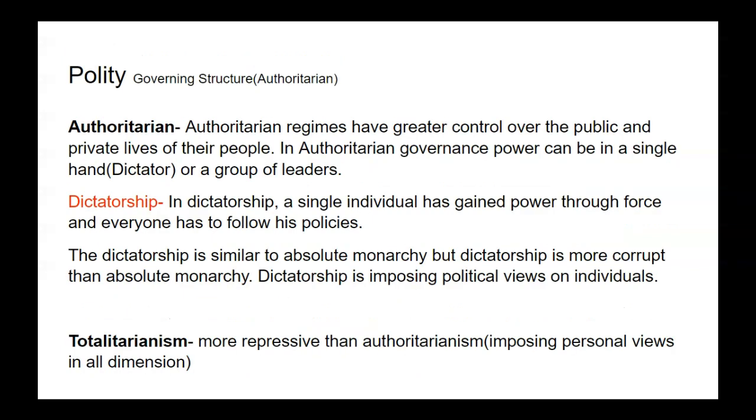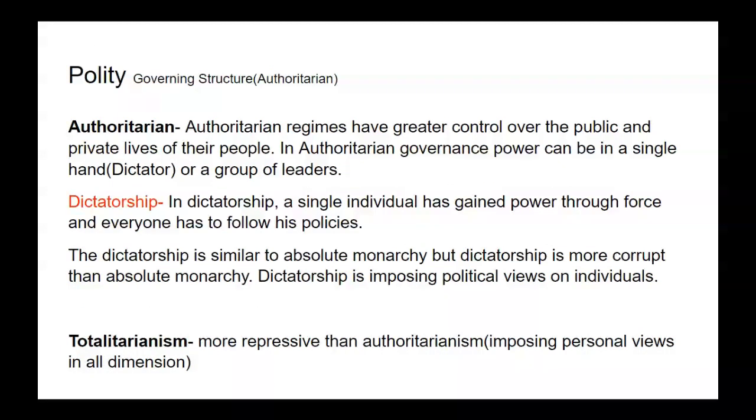Next one is the authoritarian governing structure. In authoritarian regimes, there is greater control over the public and private lives of people. In authoritarian governance, power can be in a single hand, basically a dictator, or a group of leaders. Dictatorship: in a dictatorship, a single individual has gained power through force and everyone has to follow his policies.